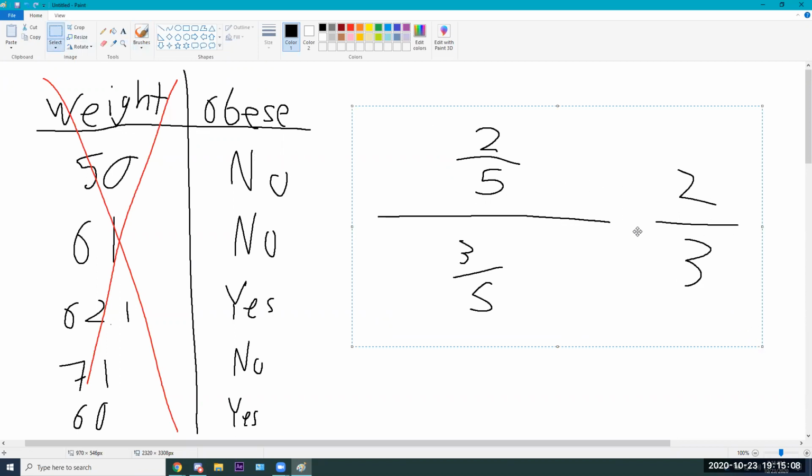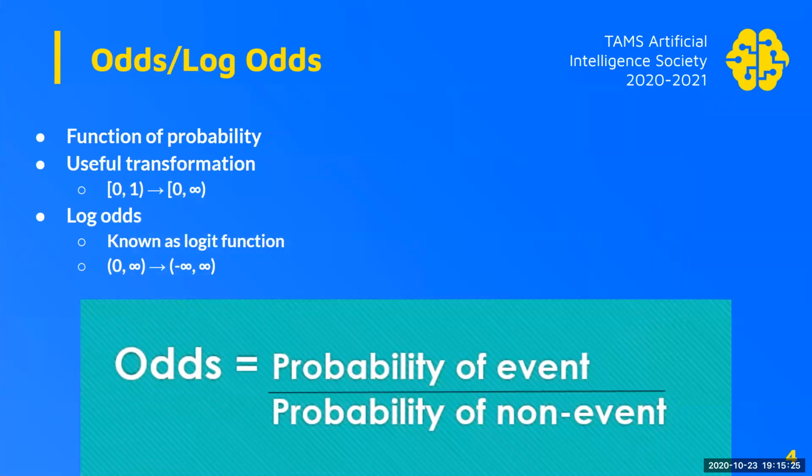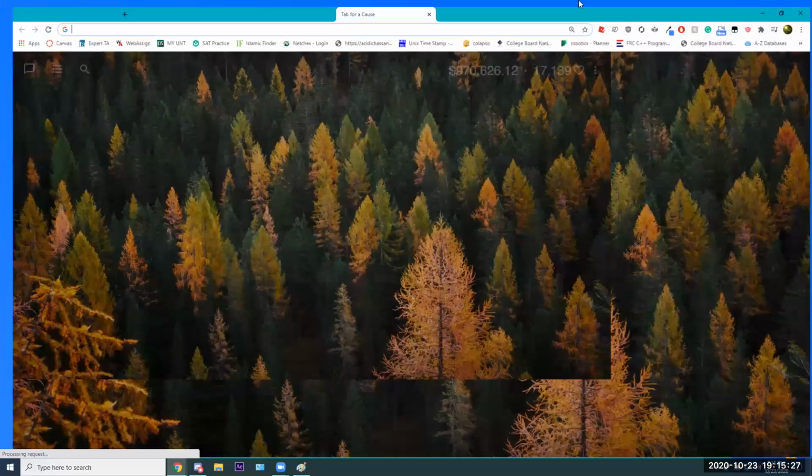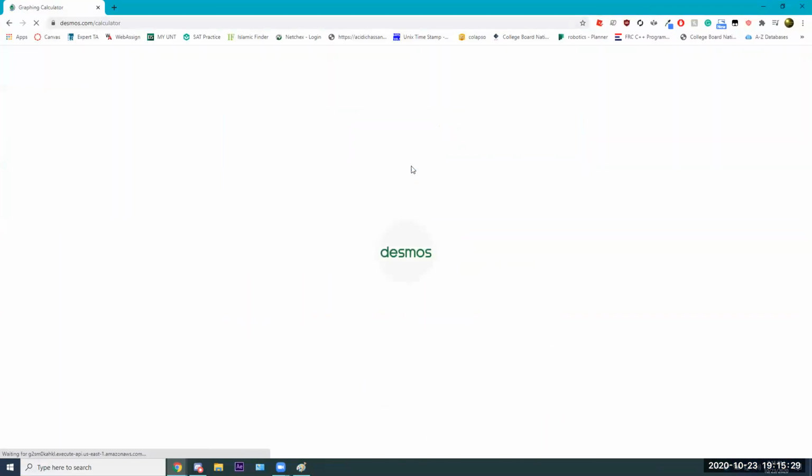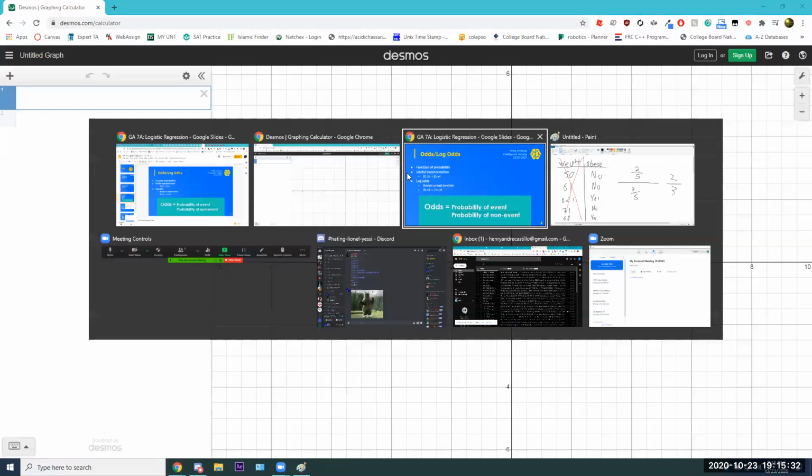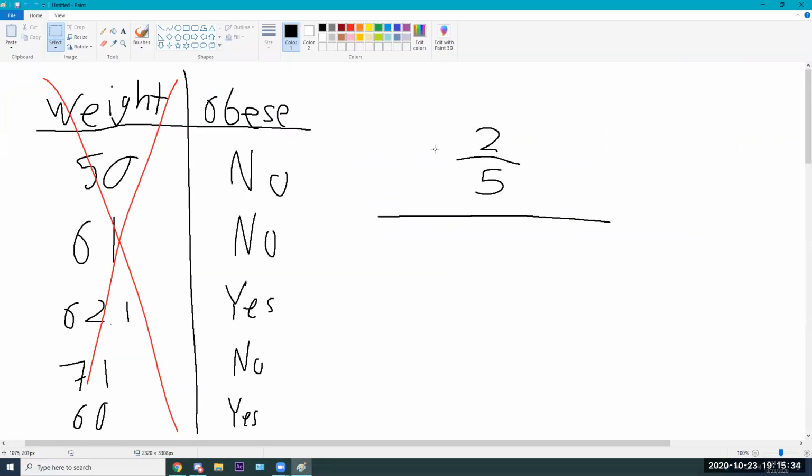Not too bad. But the interesting thing about odds is that it changes the range; the range of this transformation is different from the domain. What I mean by that is, if I open up Desmos here, remember that we calculated this. Let me write back the formula here. This is how we calculated the odds of the mouse being obese.